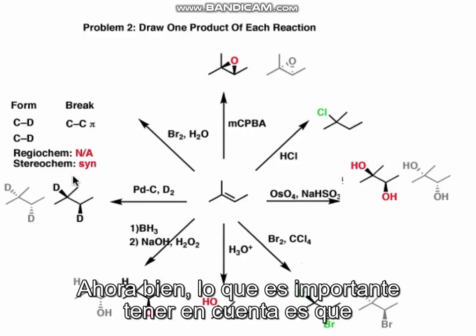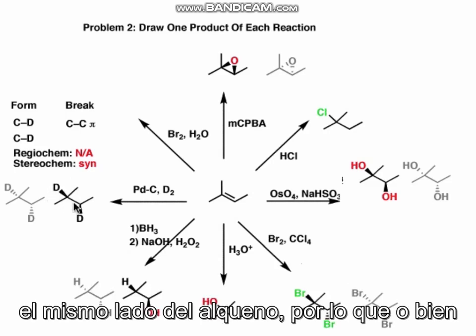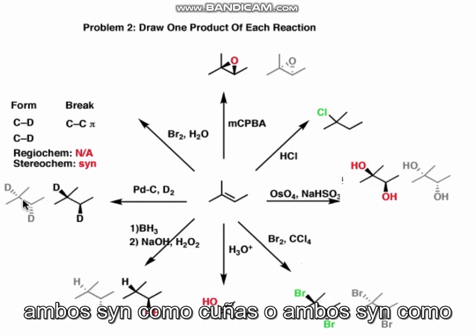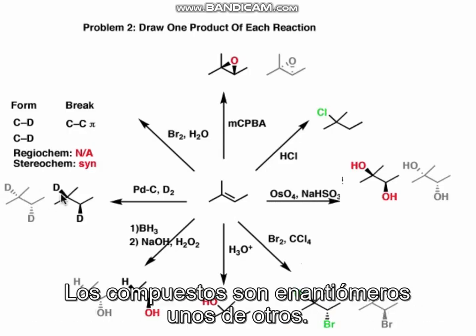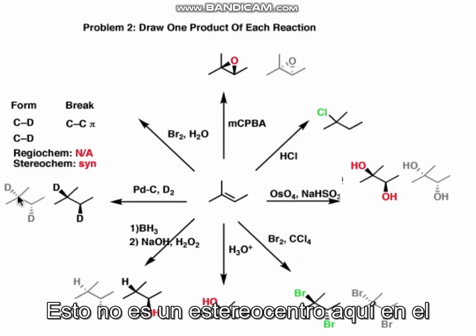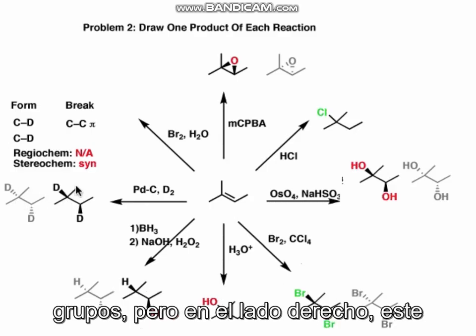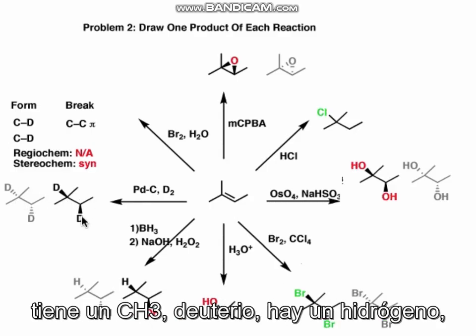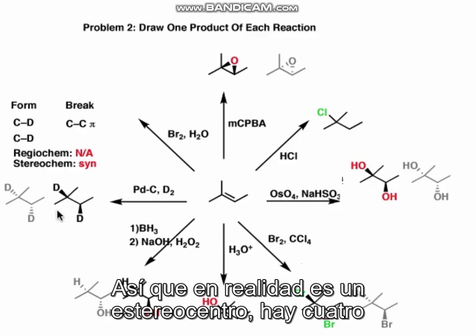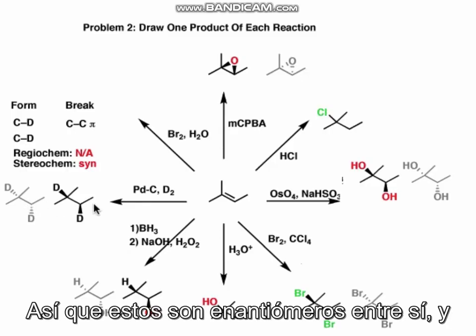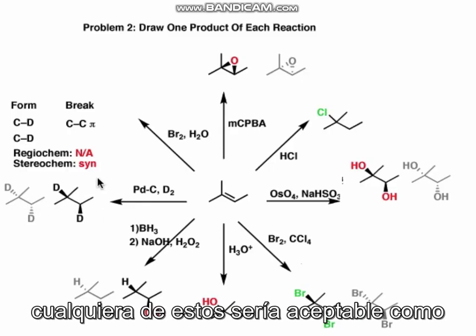Now, what is important to note is that these deuteriums are adding to the same side of the alkene, so either both syn as wedges or both syn as dashes here. And believe it or not, these two compounds are enantiomers of each other. This is not a stereocenter here on the left because it's attached to 2 identical methyl groups, but on the right-hand side, this has a CH3, a deuterium, a dashed hydrogen in the back, and then this carbon group. So that actually is a stereocenter. There are 4 different groups attached to that carbon. So these are enantiomers of each other, and either one of these would be acceptable as an answer.